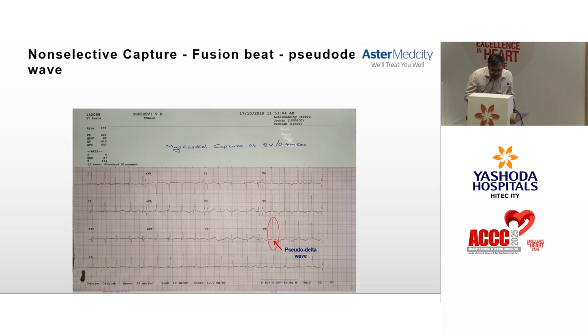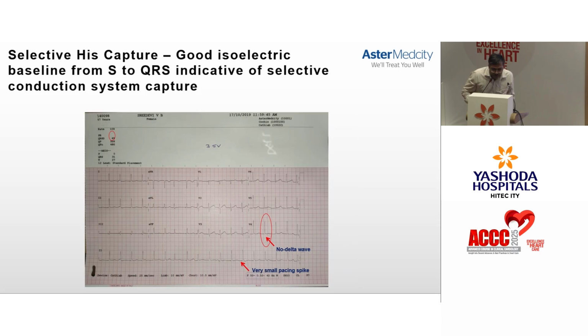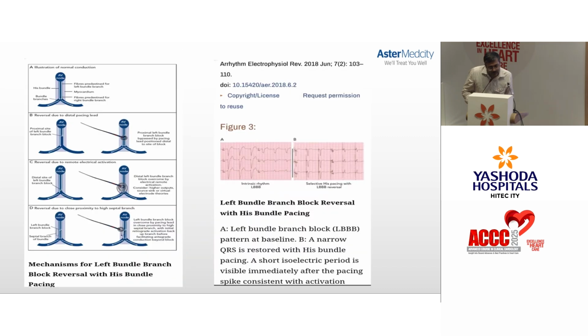In His bundle pacing, if you find a pseudo delta wave, you are not right on the His bundle. There should be a flat baseline between the P wave and the QRS. If there is a sudden takeoff without a delta wave, that is very accurate to be on the conduction system, and you can know that it's a selective His bundle capture. So this isoelectric baseline is indicative of His bundle capture, selective capture. There are different mechanisms by which the left bundle branch block is reversed by His bundle pacing.